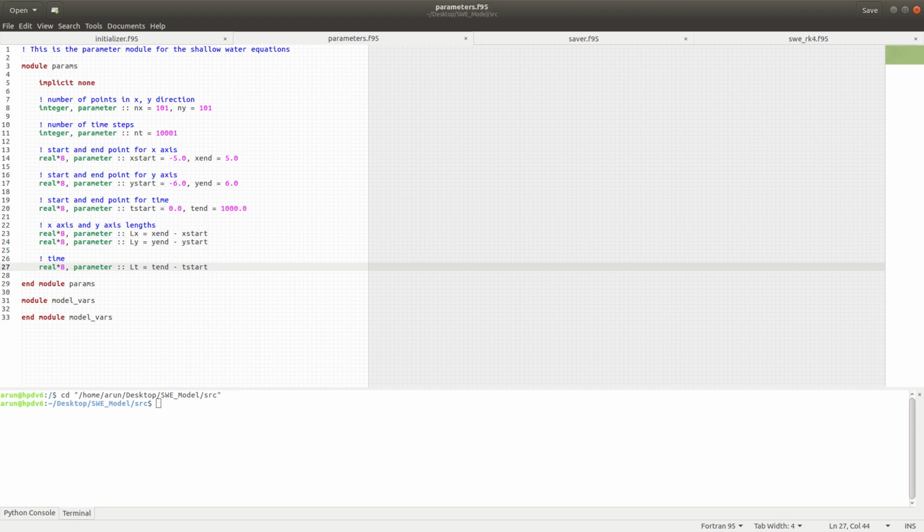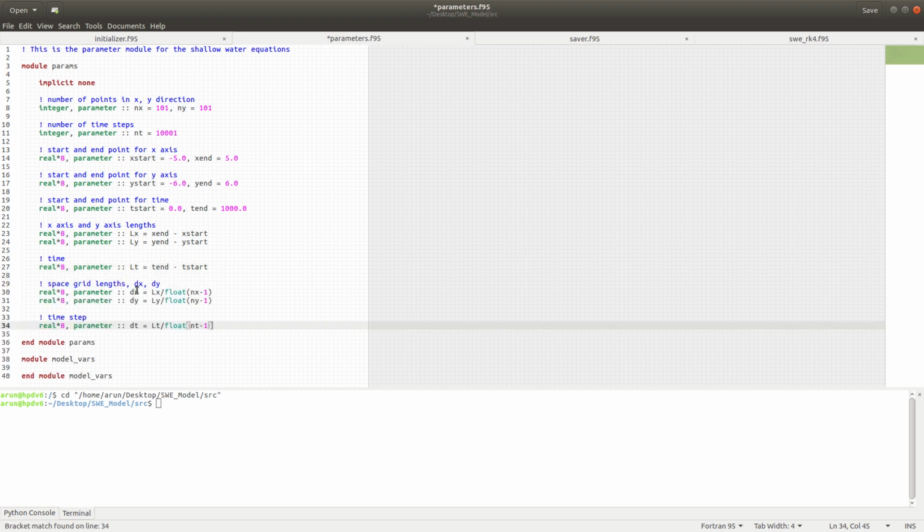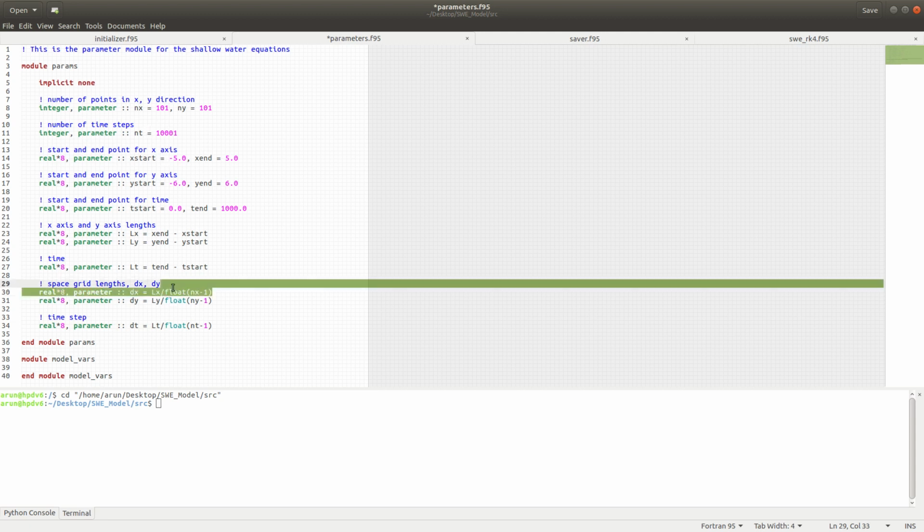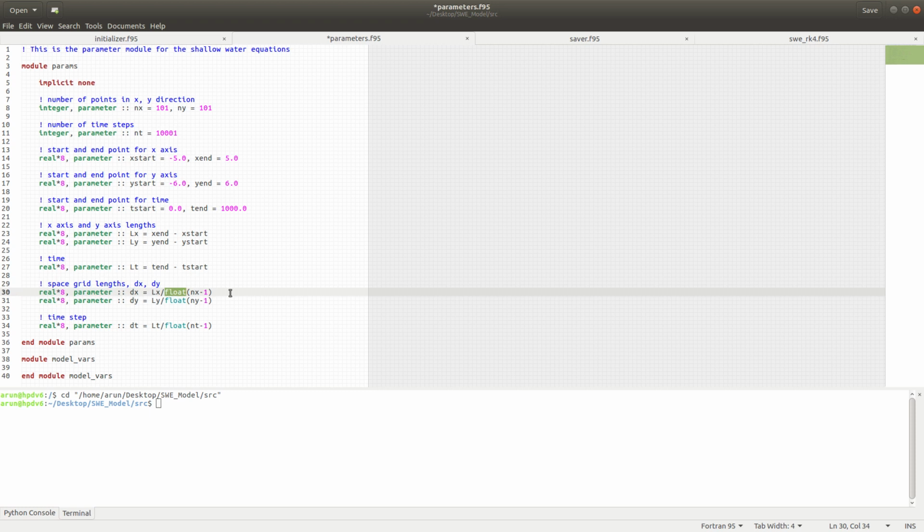And now we're going to find the space stepping and the time stepping. The grid spacing along the x direction, dx, is given as Lx divided by the number of points minus 1. Since nx is an integer, we have to put this float command so that we explicitly convert it to float to avoid integer division. Similarly, we get dy by dividing Ly by the number of points minus 1, and we get the time step dt by dividing Lt by nt minus 1.